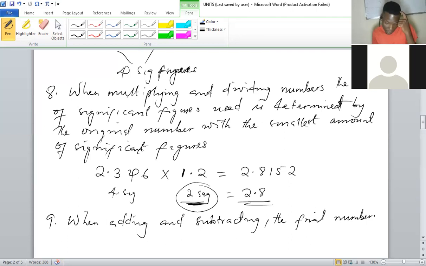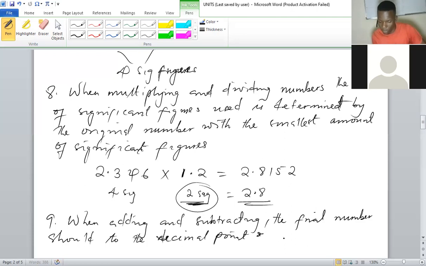So actually, it's the last one. When adding and subtracting, the final number should be rounded to the nearest decimal of the least precise number.